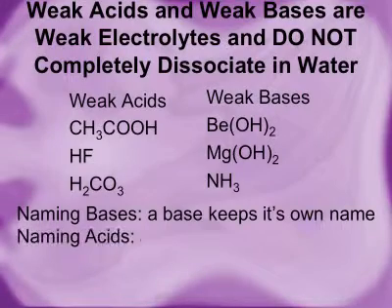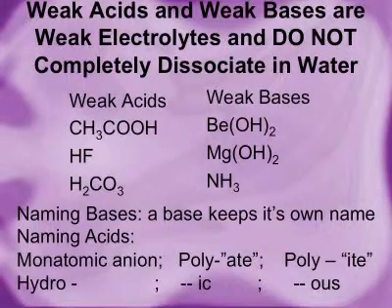Does anyone remember how to name an acid? How do we name a monatomic acid? Hydro, right? Hydrocarbonic acid, right? You add hydro, you add acid. What about ate? You change the ending to ic, so this would be carbonic, and then you add acid. Carbonate, if you're doing the polyatomic ion, you change the ate to ic, so you have carbonic acid. And then if you have an ite form, you change the ite to ous.